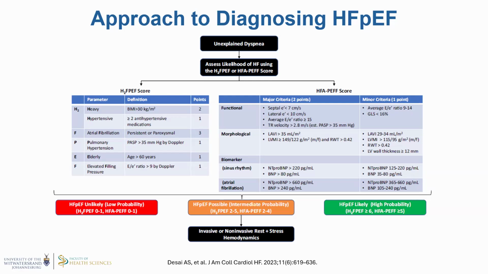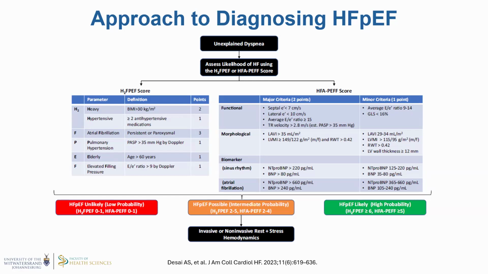Yeah, so there are these two scores that can be applied. You can't find hemodynamic testing at district hospitals, but echo is more readily available than invasive testing. So we have these two scoring parameters, the H2FpEF score and the HFpEF score.